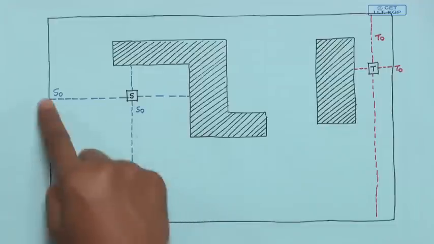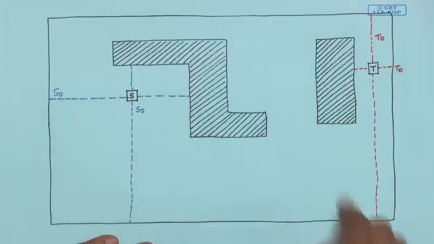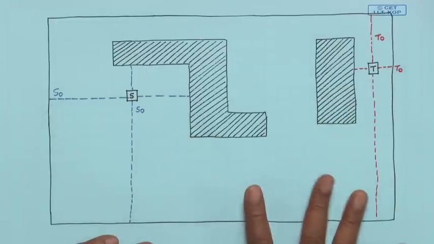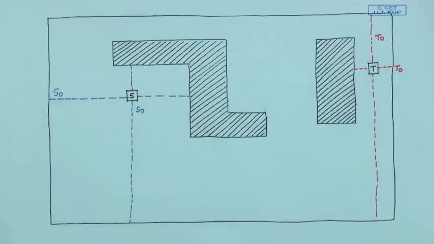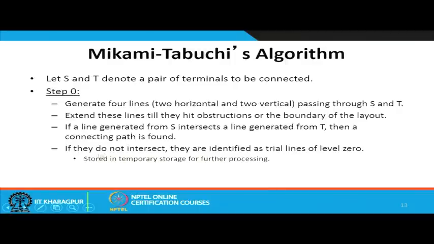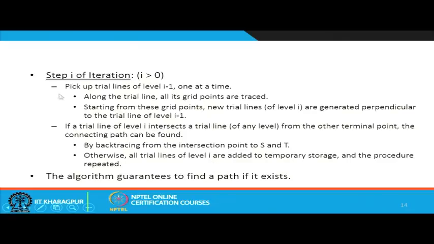So, these 4 lines are considered as trial lines of level 0. This 0 as a suffix indicates the level. So, what is mentioned here? If they do not intersect, as in this example, they are identified as trial lines of level 0, which we store temporarily for further processing. We have to manipulate these 4 straight lines further. So, how do you manipulate? That is step i of the iteration, where i is greater than 0, because step 0 you have already done.